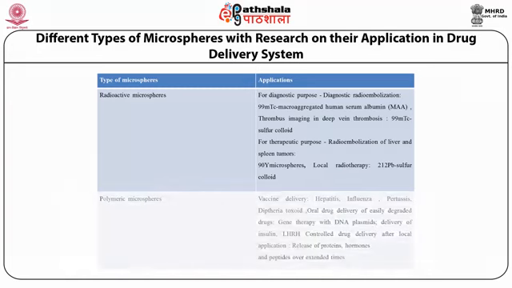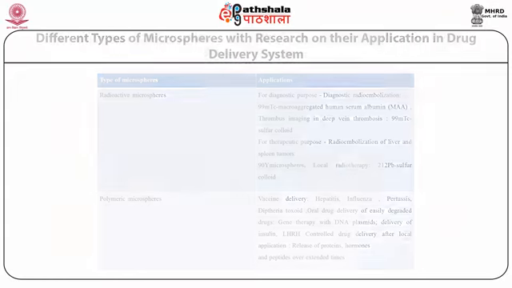Another type of microspheres are polymeric microspheres. They are used for vaccine delivery like hepatitis, influenza, pertussis, and diphtheria toxoid, oral drug delivery of easily degraded drugs, and also for gene therapy with DNA plasmid, delivery of insulin, and LHRH. They are also used for controlled drug delivery after local application, like release of proteins, hormones, and peptides over extended times.